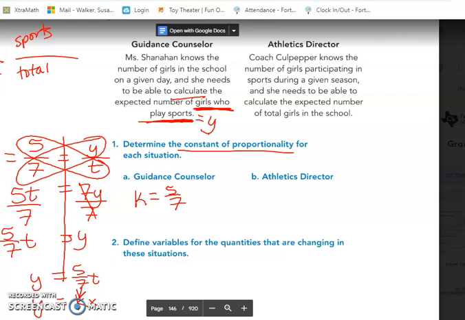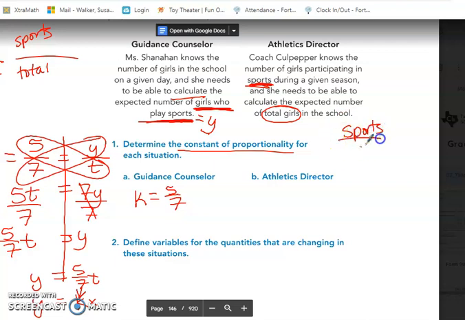So then this says, Coach Culpepper knows the number of girls participating in the sports during a given season. So Coach Culpepper knows how many are playing the sports. Okay? She knows the number that represents 5, basically. And she needs to be able to calculate the expected total number of girls. So these two people need to know opposite things. Okay? So I'm going to change this up.